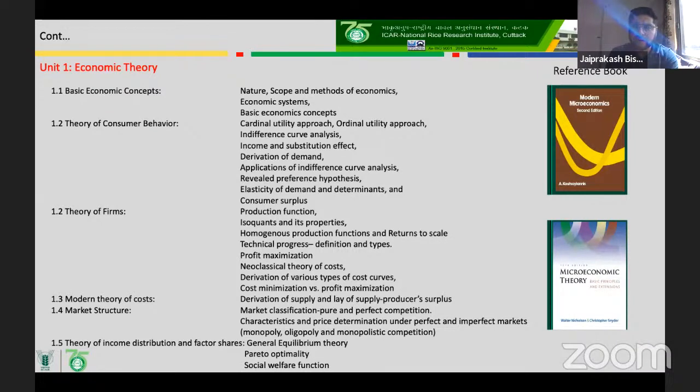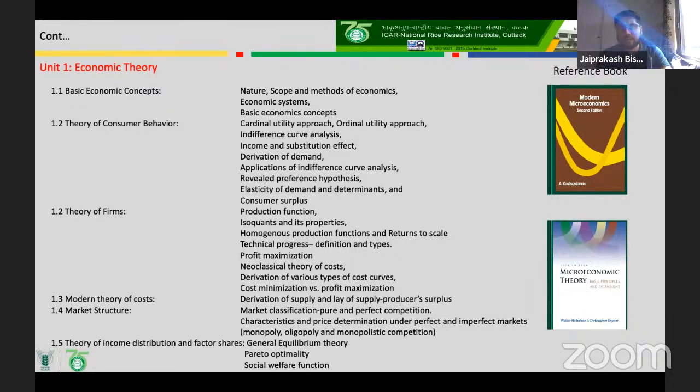So I will suggest this. You should refer Modern Microeconomics by A. Koutsoyiannis. Further, this Microeconomic Theory by Walter Nicholson and Christopher Snyder. You can also refer this book. This book is available online. It is free of cost. You can download this book. If anyone wants this particular book, they can mail me or message me. I can forward this book to them. Okay.